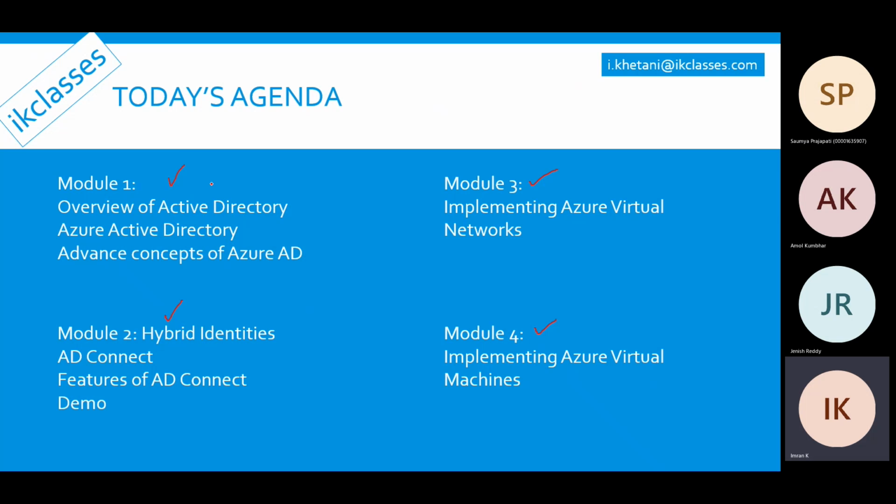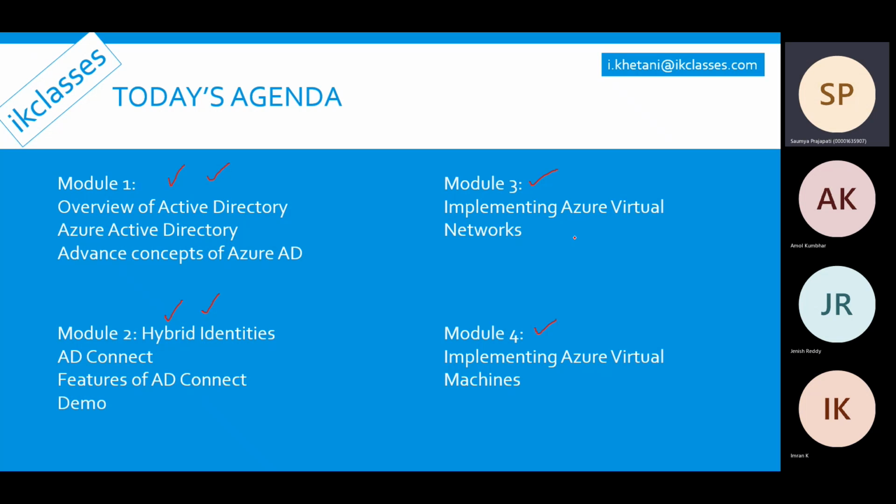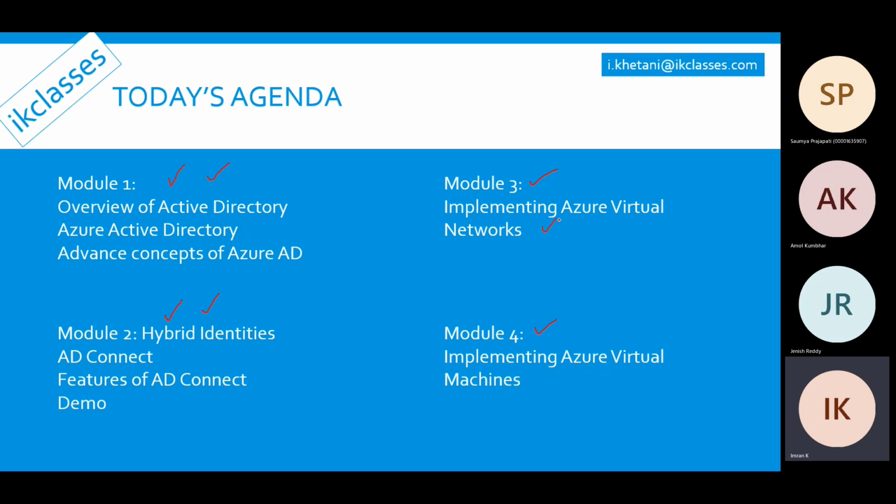Okay. So in Active Directory, we saw how we can use Active Directory for our authentication purposes. In hybrid identity, we saw how we can synchronize our on-prem identity with Azure Active Directory. In Azure Virtual Networks, we saw how we can create networks and then deploy VMs onto it, and how we can ensure that there is communication between different VNets in Azure. And now we will be deploying virtual machines.